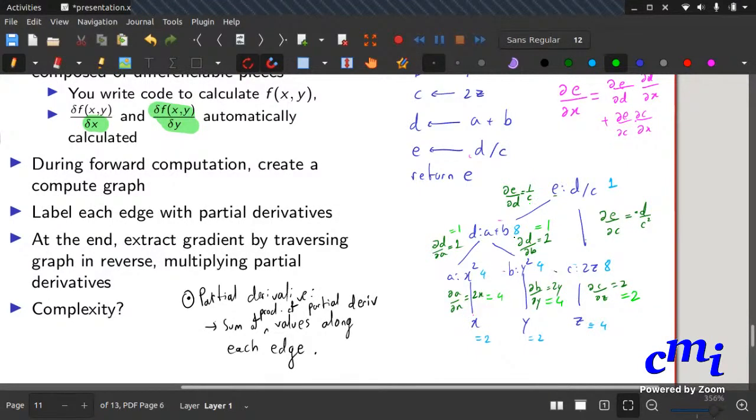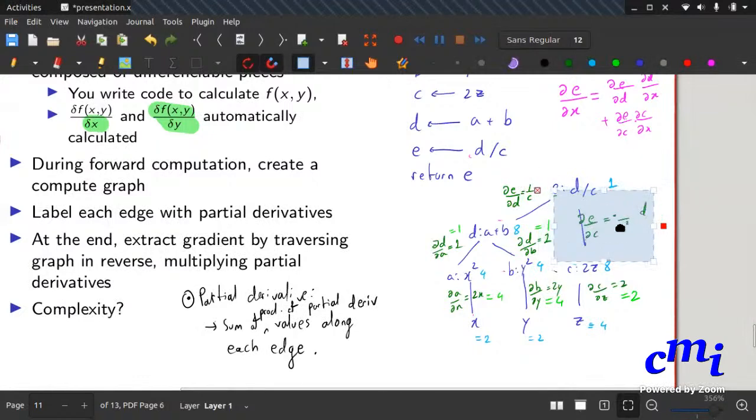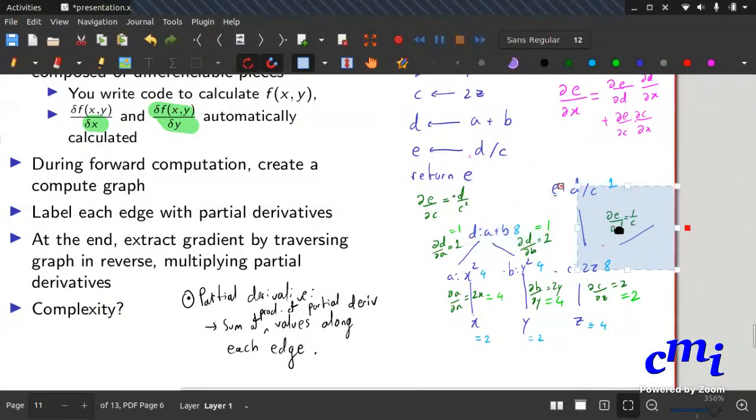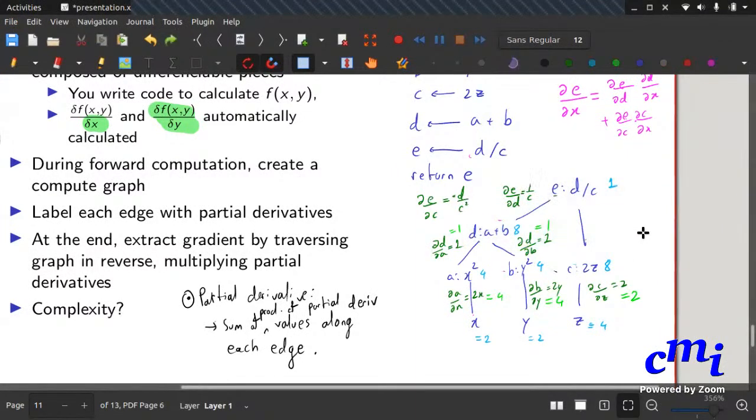So when c is 8, sorry, I think I've labeled it wrong. Delta E, delta C should be labeled along the edge that goes to C, and delta E, delta D is labeled along this other edge, and this is 1 by C.